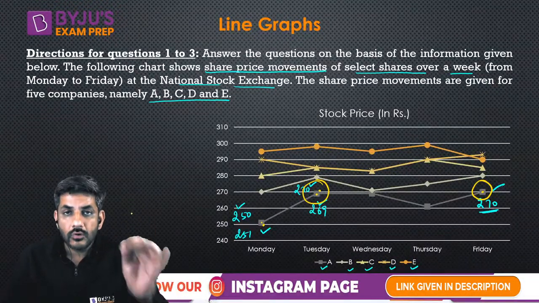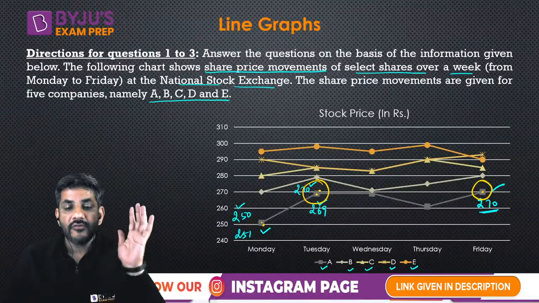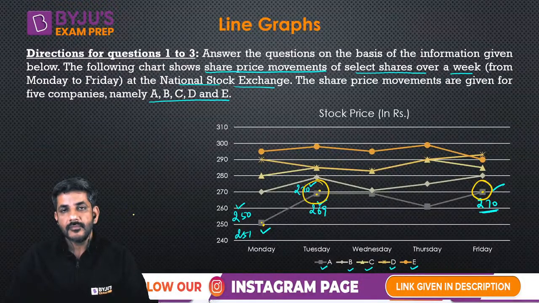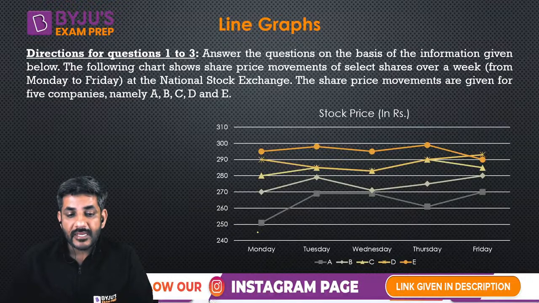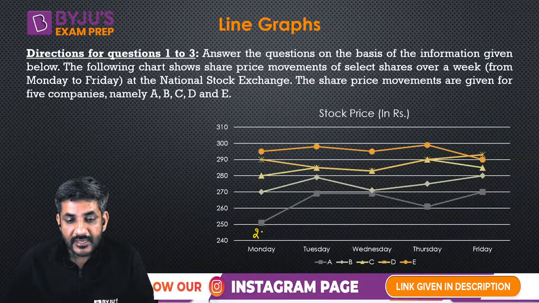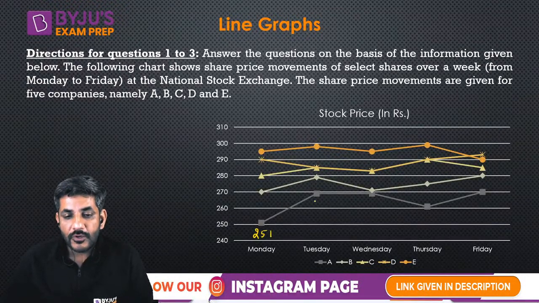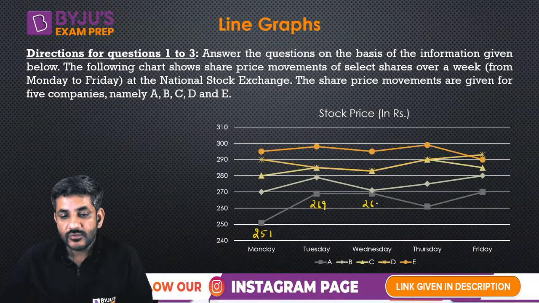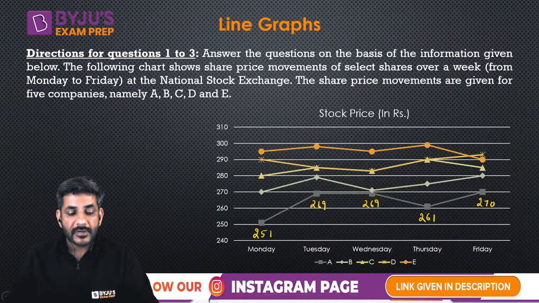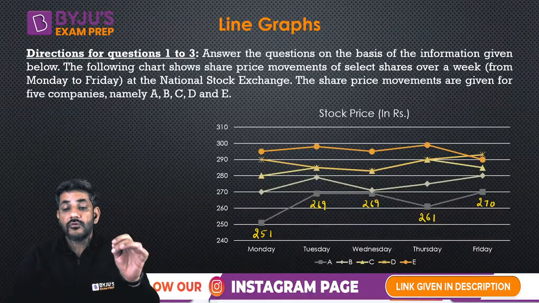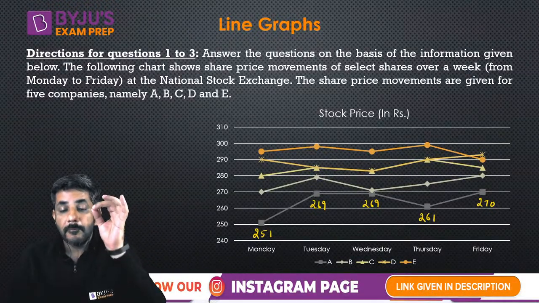We always look at the midpoint of all the figures. Therefore, the price of A on Monday would be taken as 251. On Tuesday would be taken as 269. On Wednesday would be taken as 269. On Thursday would be taken as 261. On Friday it would be taken as 270. So this is how the prices would be taken, because I would be looking at where the midpoint of that figure is.